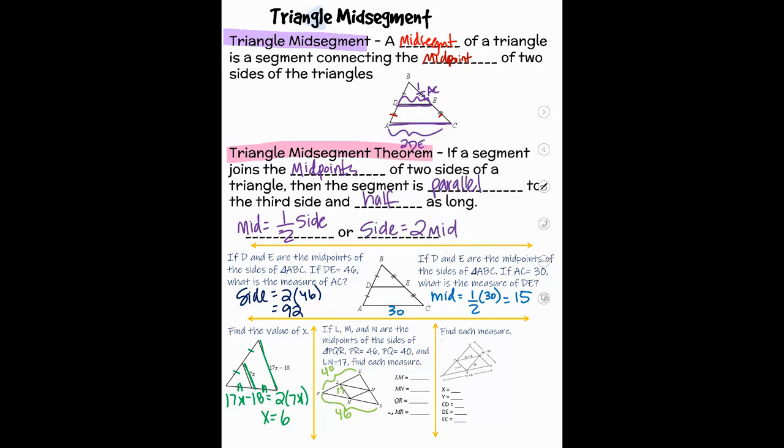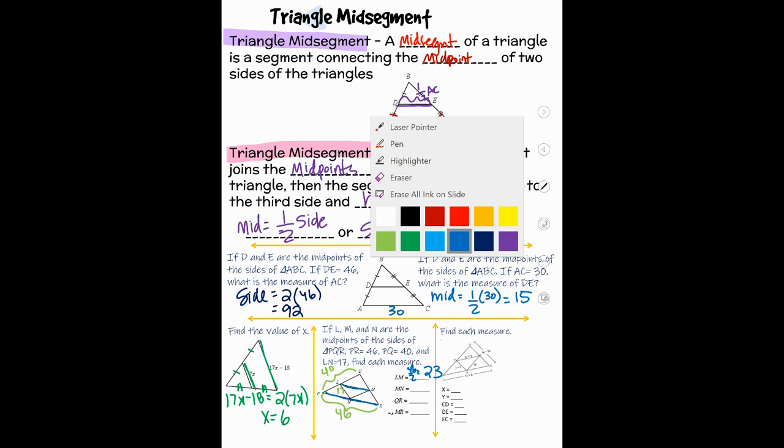So, it doesn't matter where you start. Let's start here. If this is our side of our triangle, and we want to find its midsegment right here, I'm going to take 46 divided by 2. And that is 23. Okay, keep going.